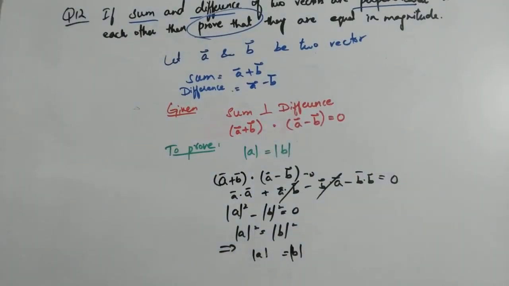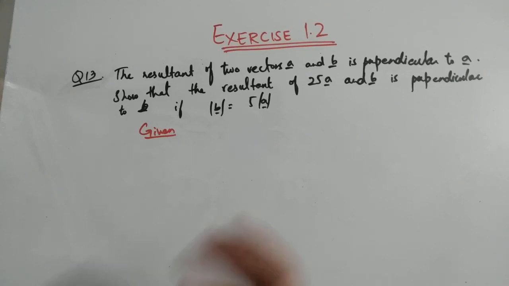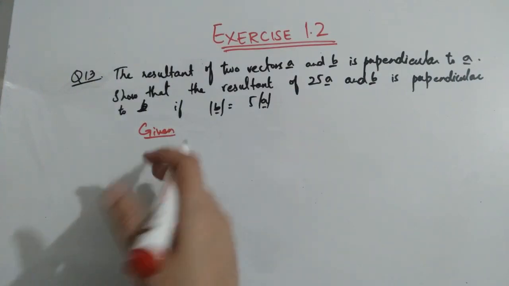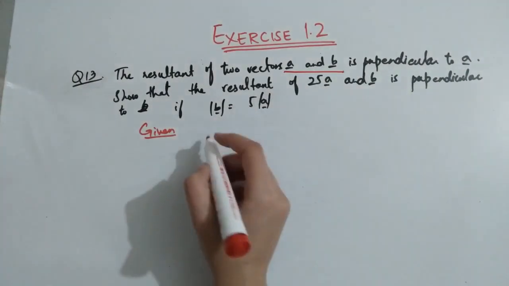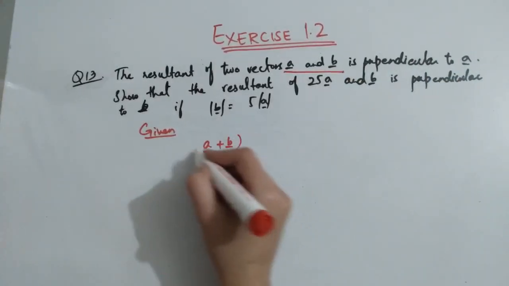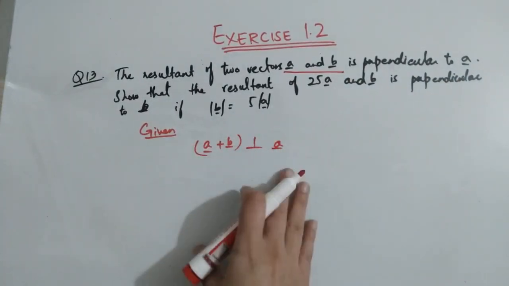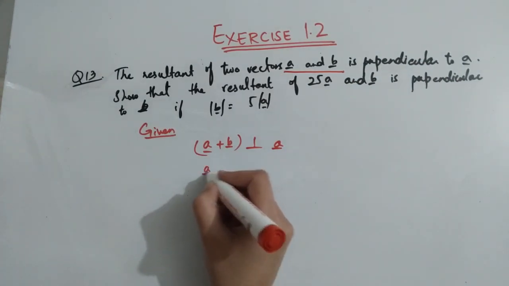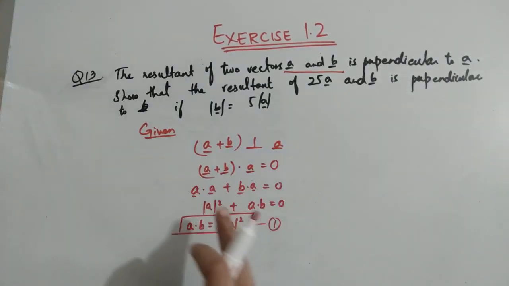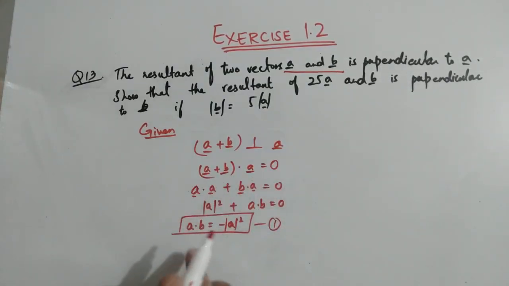Hence proved that under the given condition that sum and difference are perpendicular, the magnitudes of the vectors will be same. Question number 13 asks that the resultant of two vectors A and B is perpendicular to A. This is given that the resultant of A and B, which is the sum A plus B, is perpendicular to A. According to this condition, if they are perpendicular, then the dot product will be 0. After solving it, you see that A dot B equals minus A mod square. You have to keep in mind that minus is outside the modulus value.